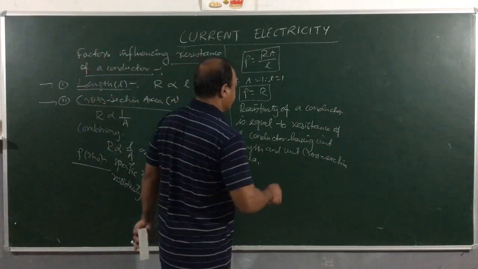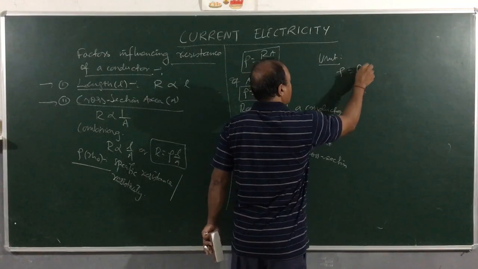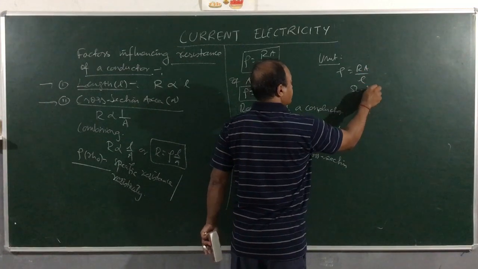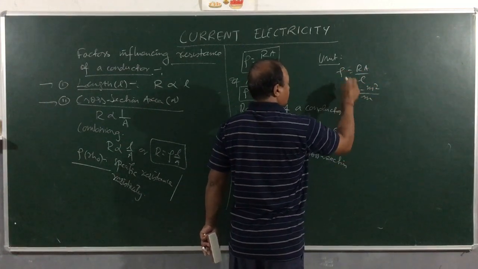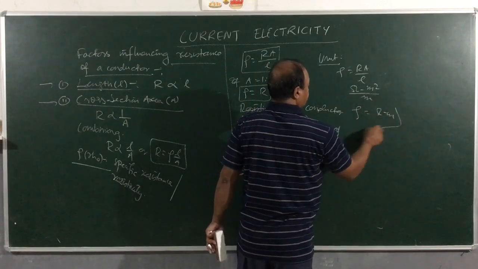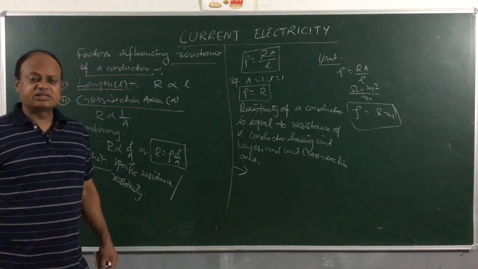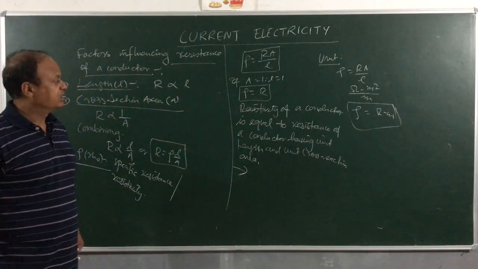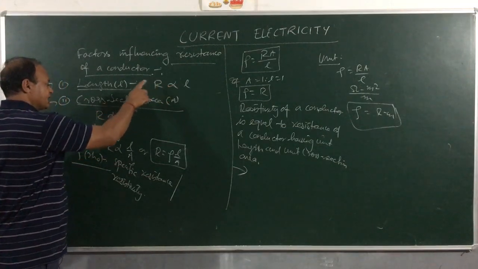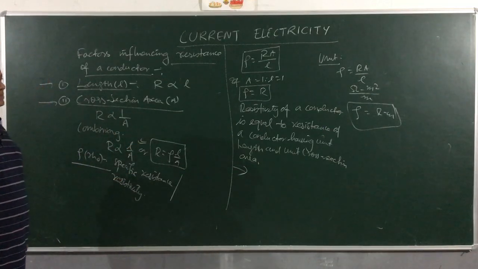Now what is unit of resistivity? Rho is equal to, children, R into A by L. We know that R is ohm, A is meter square divided by meter. So unit is ohm meter. What is unit of resistivity? Ohm meter. Okay. So here we discussed dependence of resistance on length, directly proportional and inversely proportional. This is an important formula that you come across.